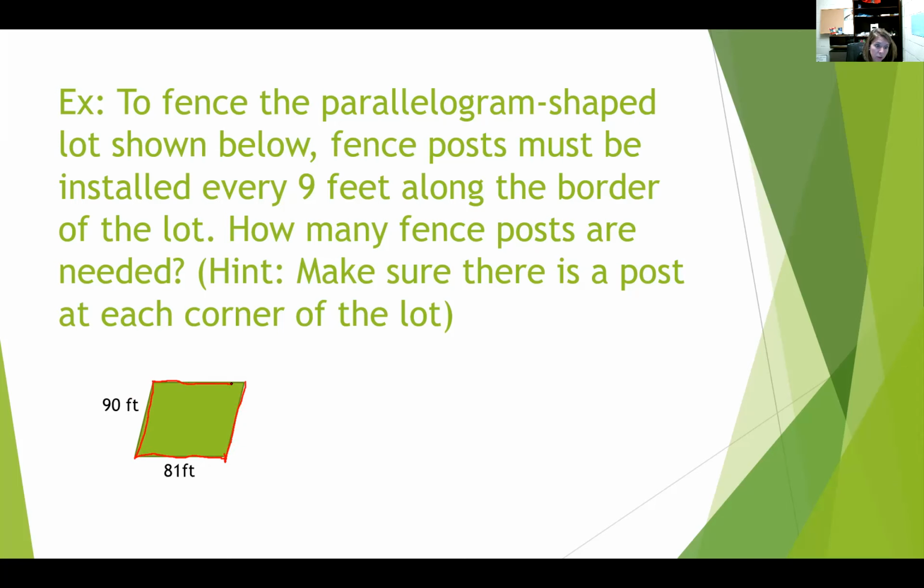And how would we do that? Well, I know this is 90 feet, so this is 90 feet. And I know that it's 81 feet, so this is 81 feet. So how do I find the perimeter of a parallelogram? We add up all the sides. So 90 plus 81 plus 81. And that's going to give us 342.